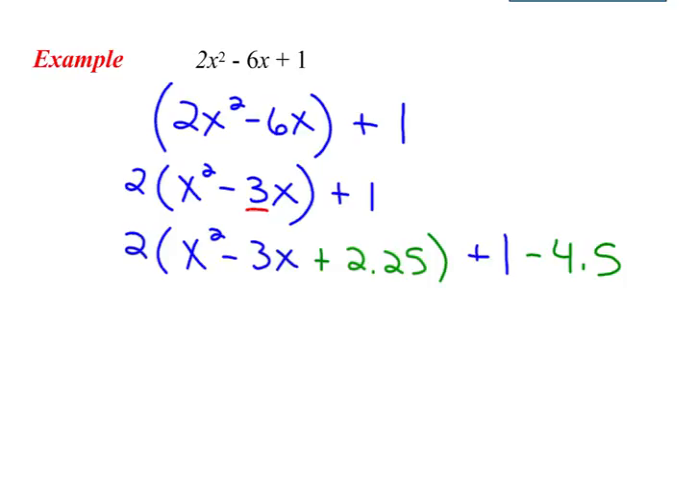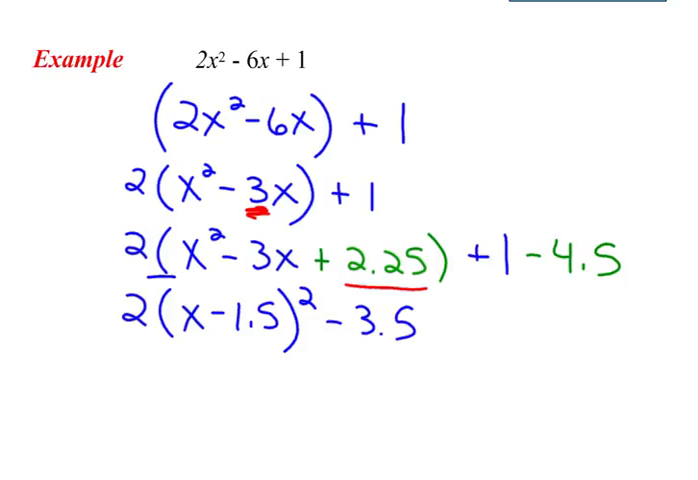So the next step now is to factor what's inside the parentheses. Now, instead of going through the specifics of the factoring, we know what this should factor into already, because we took half of this 3 and squared it to get that number. Half of 3 is the 1.5, so let's just do x minus the 1.5 and square the whole thing. And now I'll take plus 1 minus 4.5 and get minus 3.5 on the end. And there's our quadratic in vertex form.